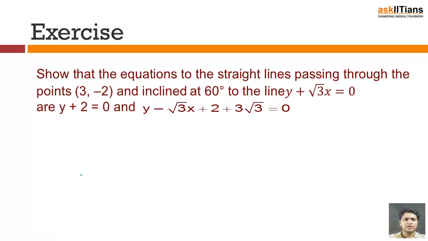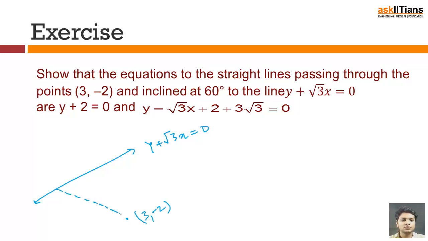So first of all, let us try to understand the question graphically. Suppose this is the line that is being given to us, that is y plus root 3 x equal to 0, and there is a fixed point, that is (3, -2), and there are lines making an angle of 60 degrees with this line. So there will be two possible cases, because these two lines can make an angle of 60 degrees. This is how we'll get two lines, and that is what we have to show in the question also. The slope of this line is known and the slope of these two lines is not known.